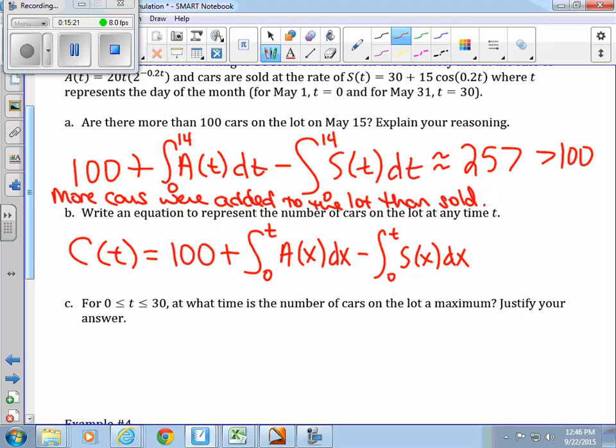Any questions about that? So I want to add the number of cars that are being assembled and subtract the number of cars that are leaving the lot.